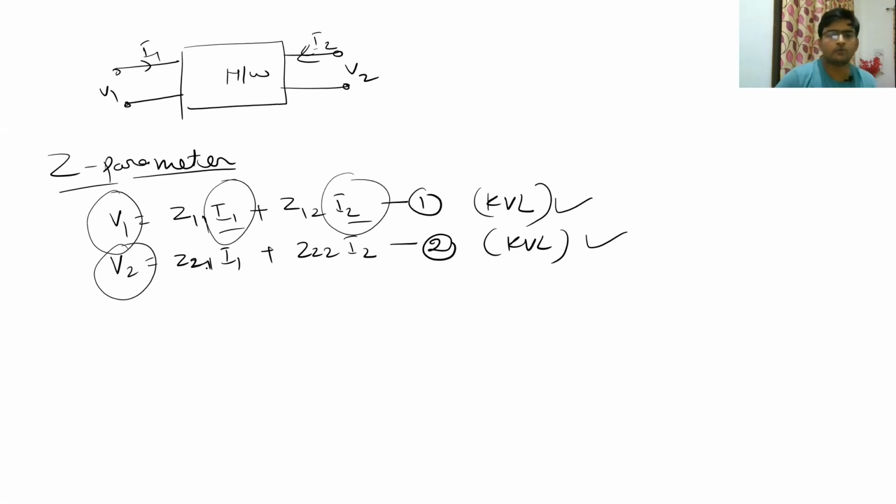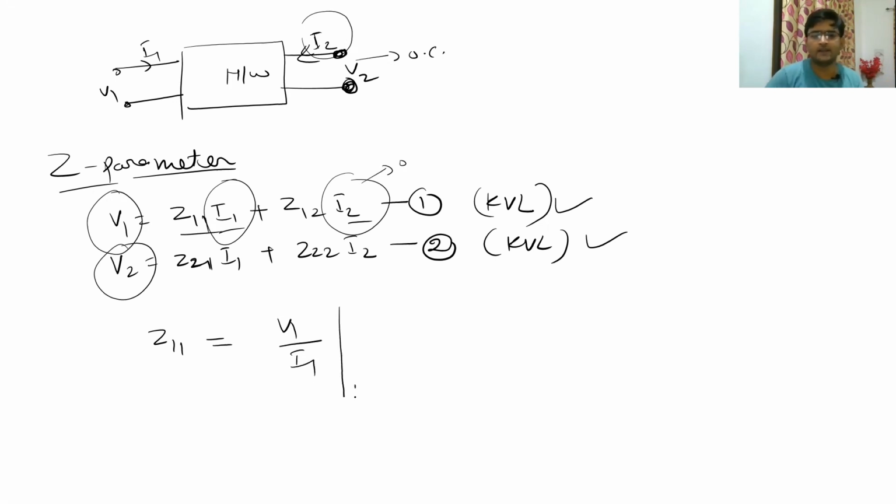Suppose you want to find the value of Z11, how can you find it? You can find it by making I2 equal to 0. So if you come to this circuit, to make I2 equal to 0, what will you have to do? You just have to keep these ports open circuit. If these ports are open circuit, obviously when there is no connection, I2 is going to be 0. So Z11 is found when we keep I2 equal to 0. In that case, we can say that Z11 is V1 upon I1, and we write it like this when I2 is equal to 0.